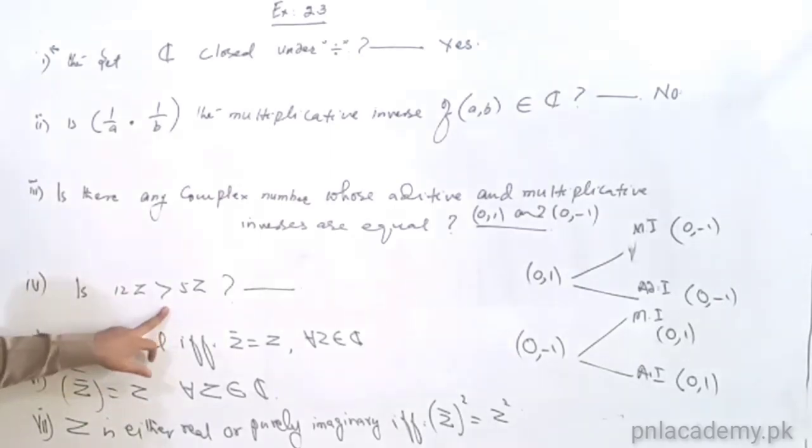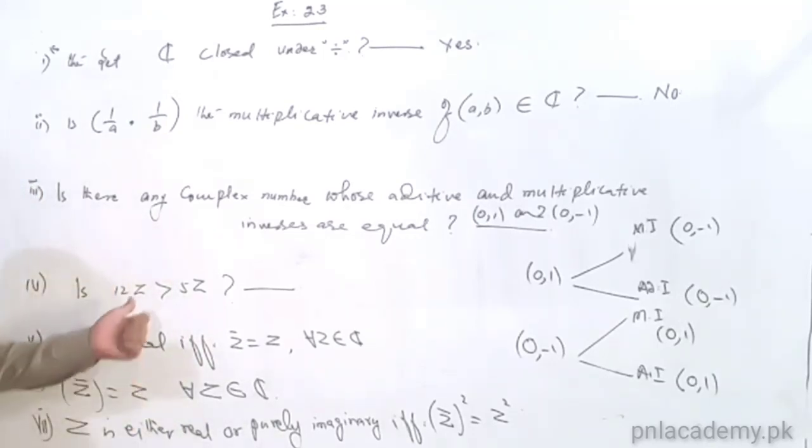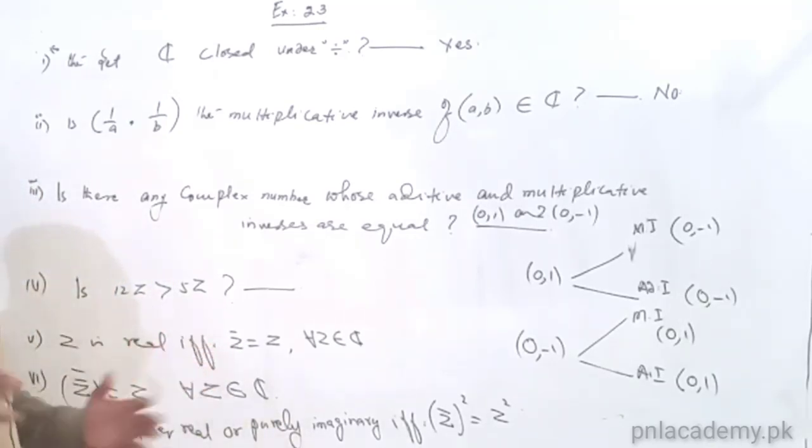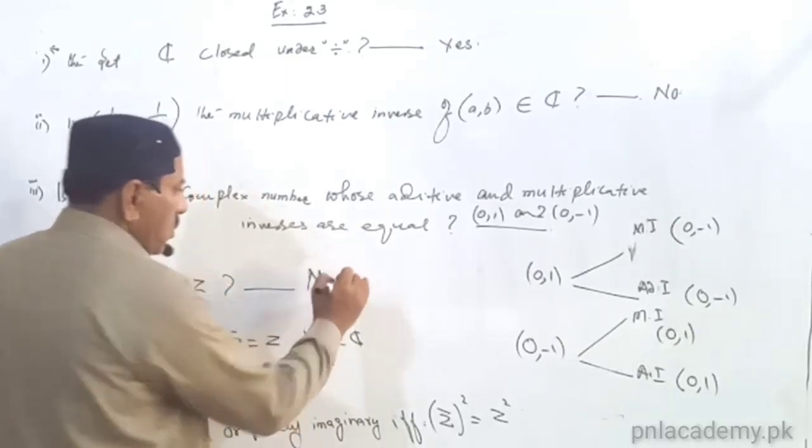Is 12z greater than 5z? We don't know the particular value of the complex number, so we cannot make any kind of decision about less than and greater than with respect to a complex number. So the result is no.